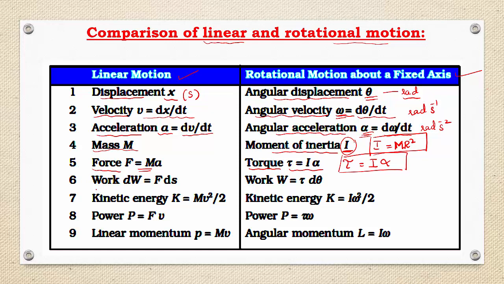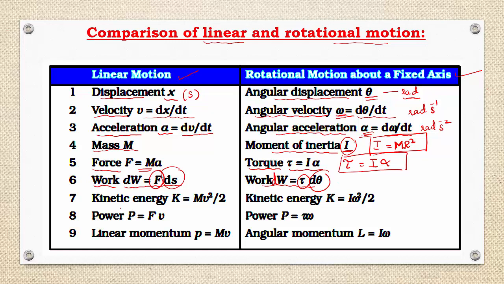Then next term, work. Work is denoted by W, or small work is dW equal to F into ds. The product of force and displacement is called work done. For rotational motion, how to write the equation? You can observe work W equal to, in place of force, we have to write torque. In place of displacement, we have to write angular displacement. So the equation becomes W equal to tau into d theta. This is for small work done dW.